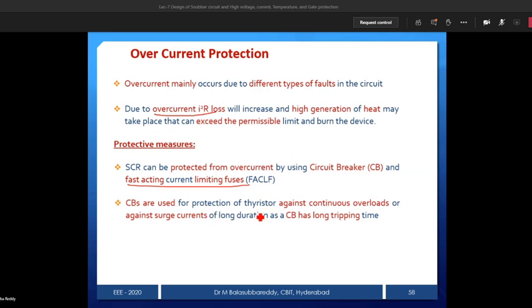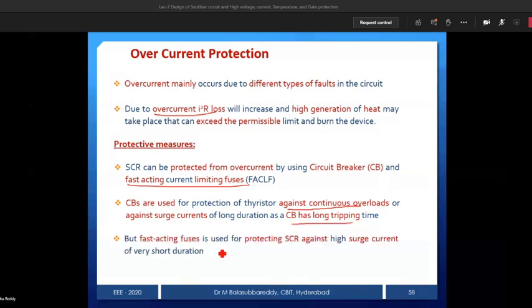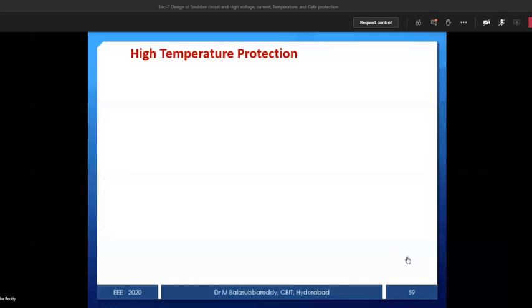Circuit breakers are used to protect the thyristor against continuous overloads. For surge currents, which may reach higher magnitudes, a circuit breaker will take a long time to trip. But if you use fast acting fuses, we can protect against high surge currents. This may also be used for normal cases. Circuit breakers are also used, depending on rating. If it is a high rating, you have to go for circuit breakers only rather than fuses. A fuse is not that reliable. So these are some of the problems in the case of overvoltage as well as overcurrents.